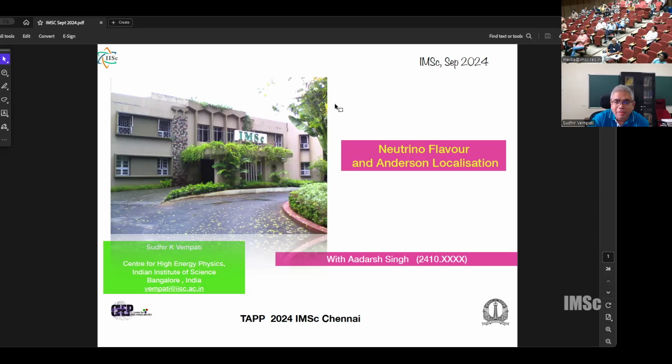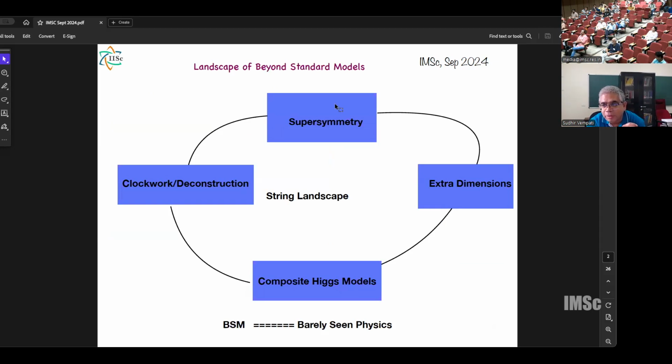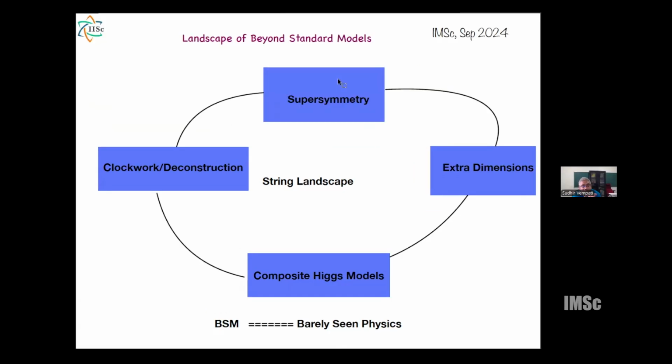Okay, now BSM physics. As a landscape of beyond standard model physics, there are a lot of wonderful ideas: supersymmetry, extra dimensions, strings, composite models. But sad to say that after the Higgs discovery, it has transformed itself to barely-see physics actually. So you don't really see it. You don't have any signatures or anything. But it doesn't stop us from speculating, or especially from looking at whether, in all these models, there is a place to explain neutrino masses.